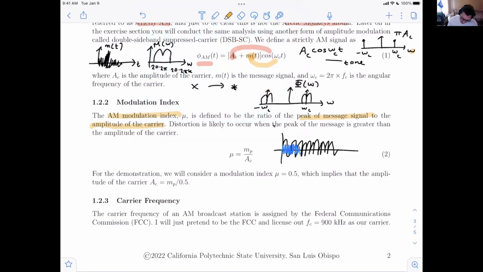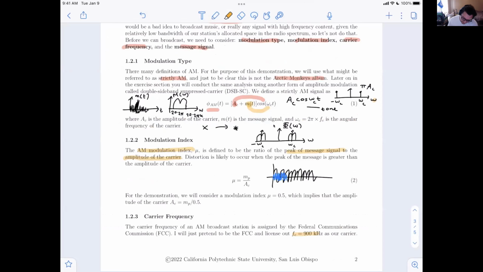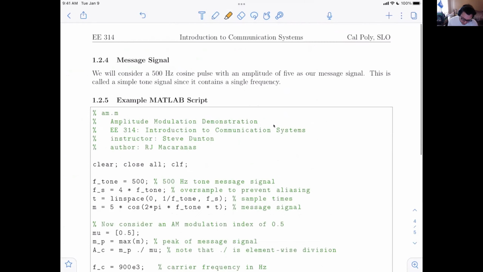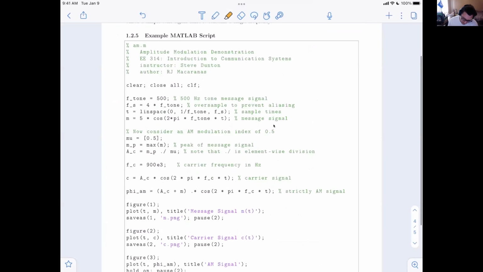So we're just going to pretend that we have this 900 kilohertz as our carrier because those are licensed by the FCC. And then for a message signal, we're just going to consider a simple 500 hertz cosine pulse. And here's that script.